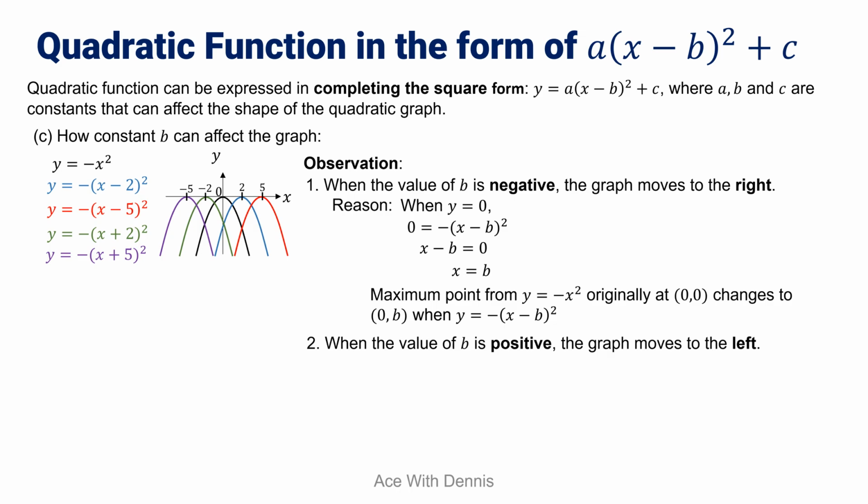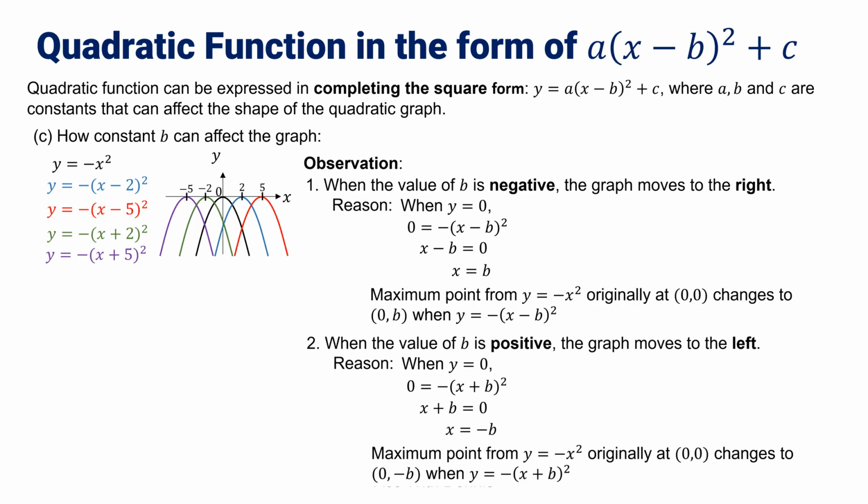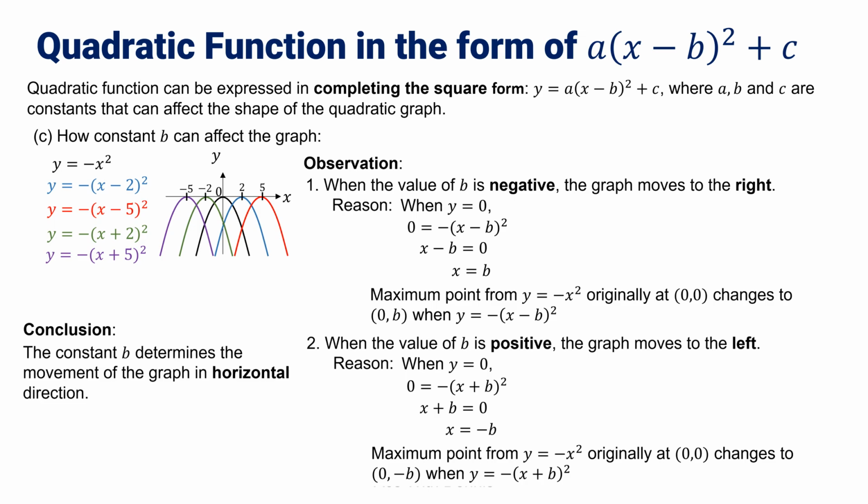Observation number 2. When the value of b is positive, the graph moves to the left. Here is the reason. When y equals 0, the equation becomes 0 equals negative (x plus b) squared, which means x plus b equals 0 and x equals negative b. Hence, the maximum point from y equals negative x squared, originally at (0, 0), changes to (negative b, 0) when y equals negative (x plus b) squared. So here is the conclusion that we can make from here. The constant b determines the movement of the graph in horizontal direction.